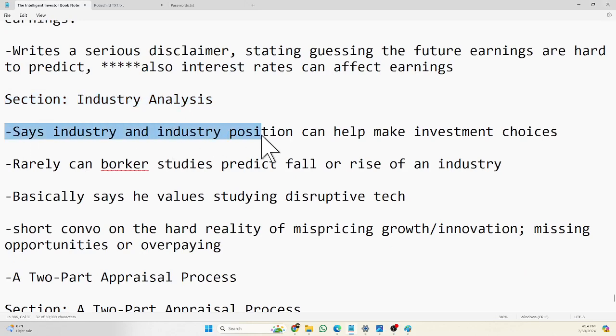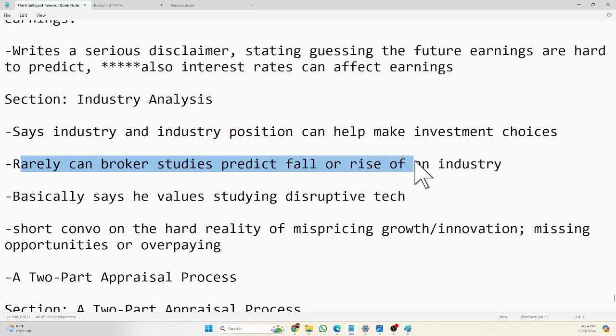It says that industry and industry position can help make investment choices. Rarely can broker studies, we talked about this earlier in this video, predict the fall or rise of an industry. The way I relate that is, if there's a standard PE ratio, which is common, easy to find on the internet and easy to calculate, what's the industry standard PE ratio of that industry.